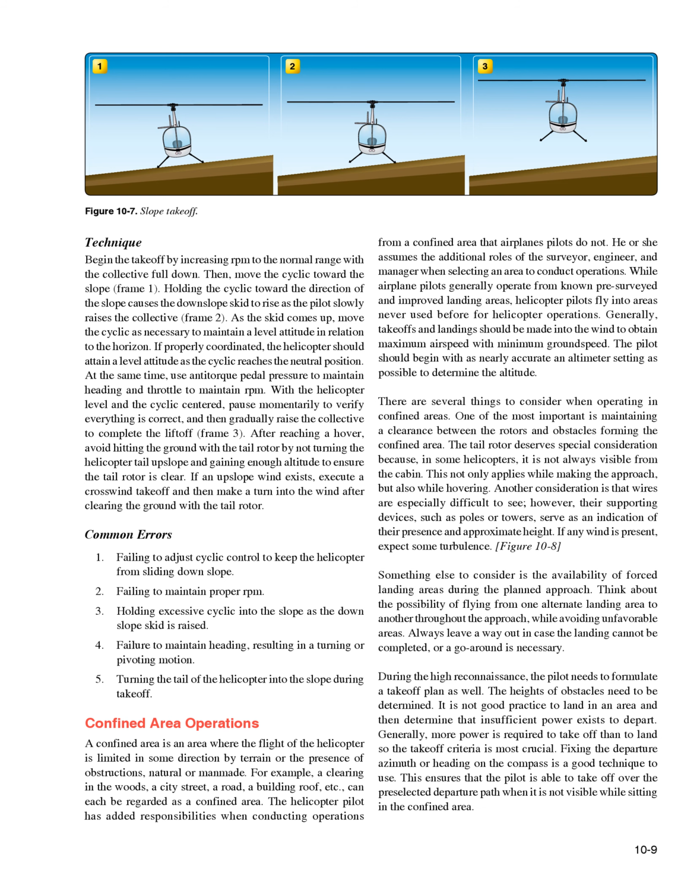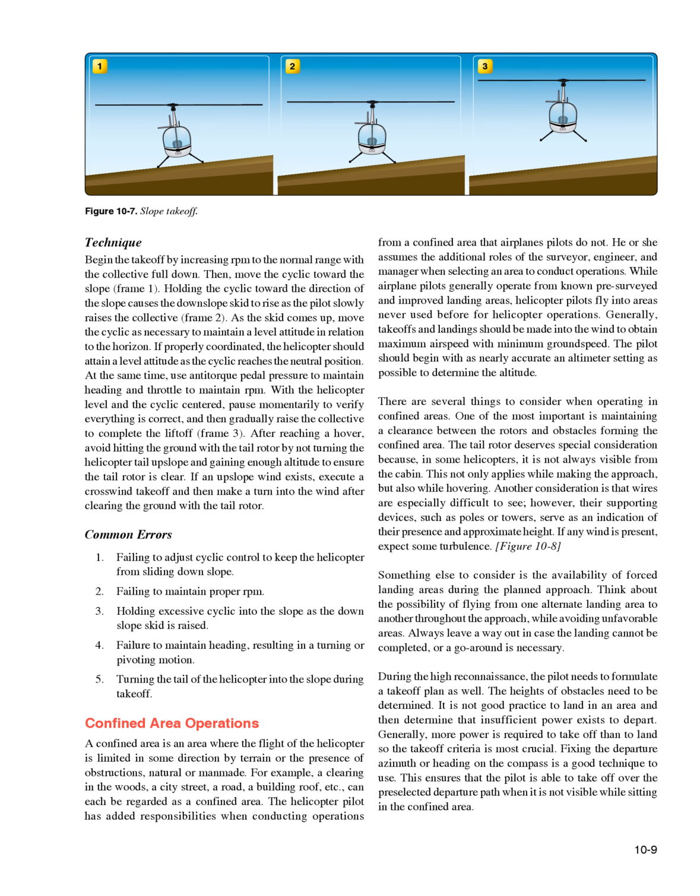There are several things to consider when operating in confined areas. One of the most important is maintaining a clearance between the rotors and obstacles forming the confined area. The tail rotor deserves special consideration because, in some helicopters, it is not always visible from the cabin. This not only applies while making the approach, but also while hovering. Another consideration is that wires are especially difficult to see; however, their supporting devices, such as poles or towers, serve as an indication of their presence and approximate height. If any wind is present, expect some turbulence.